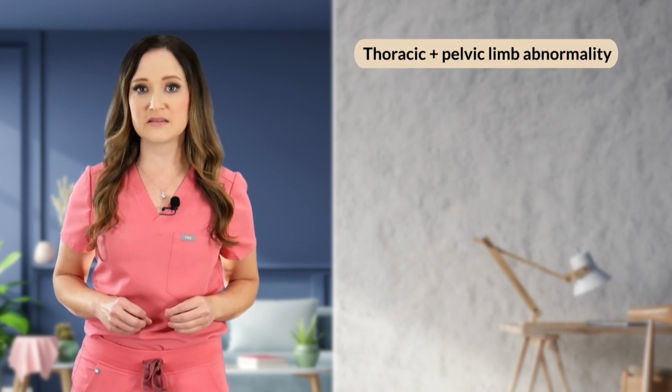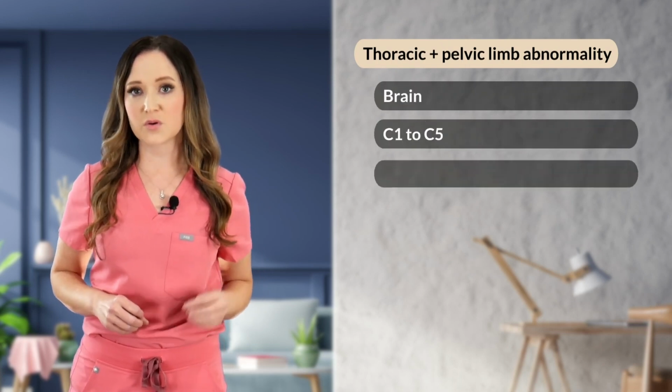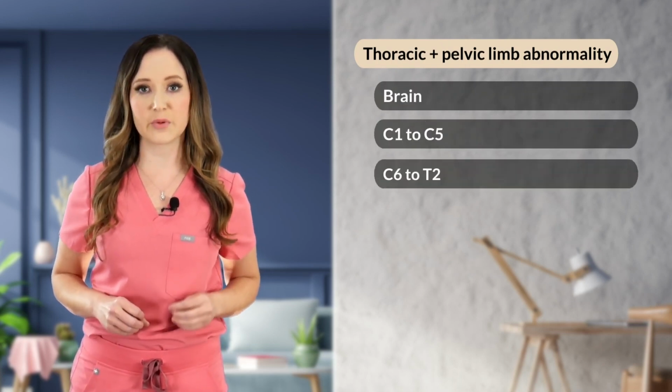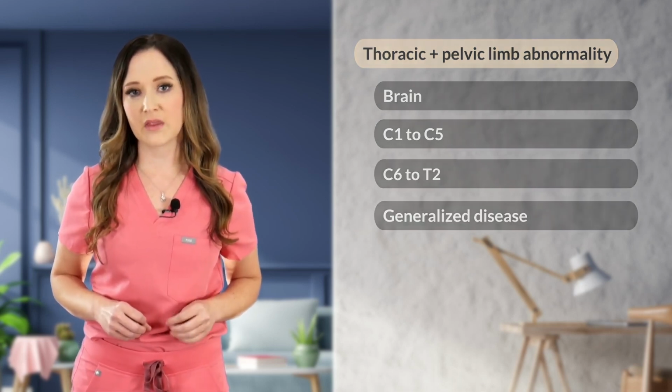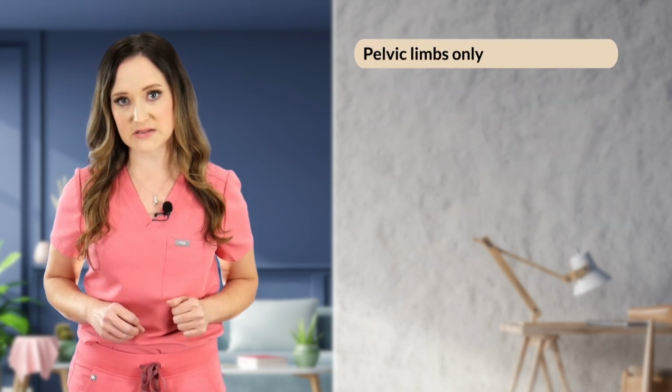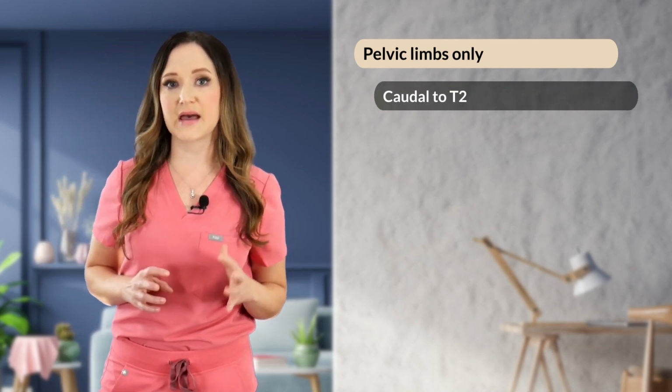Determining forelimb versus pelvic limb involvement also helps us to determine localization. If the thoracic and pelvic limbs are affected, then lesions can be localized to the brain, C1 to C5, or C6 to T2 spinal cord involvement, or generalized neuromuscular disease. If just the pelvic limbs are affected, lesions are typically caudal to the T2 vertebra, so the T3 to S2 spine is affected. It's also very important to delineate paresis versus weakness.